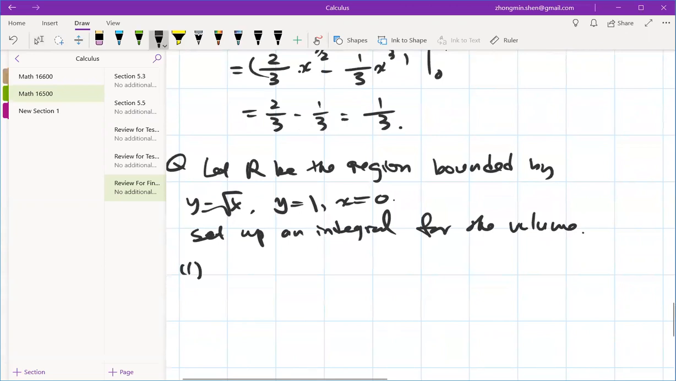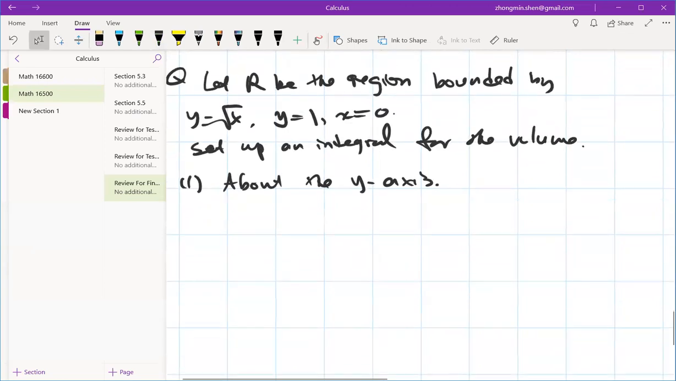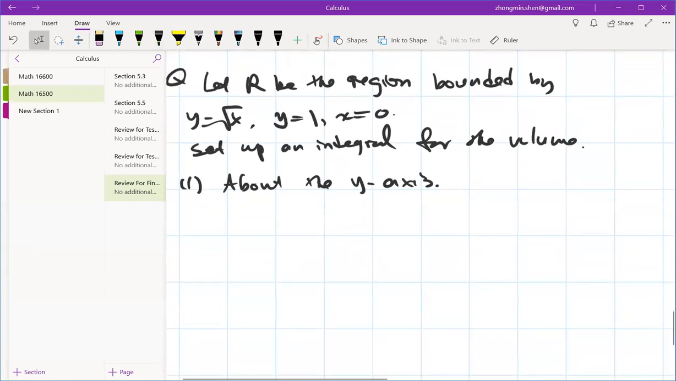The first case is a rotation about the y-axis. I want to use three integrals for the same volume. So actually, there are four integrals you can set up. So let's draw the graph, and use the cylindrical shells or the discs.